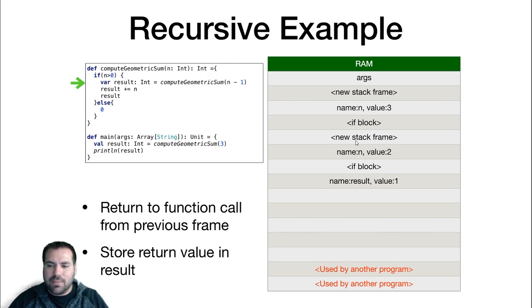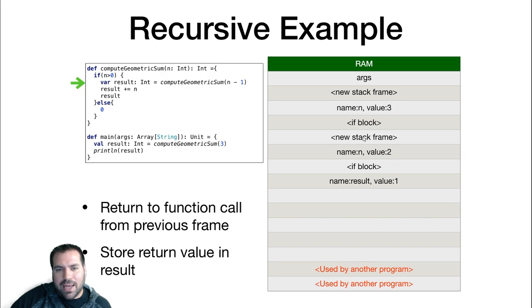Now this stack frame can continue its execution. It was sitting on the previous stack frame to resolve its call to computeGeometricSum. Once that resolved to a value, it's able to use that value and go on with its program. So result plus equals n. Result is 1. For n, we travel outside the block since it's not found within the block, but stay in the stack frame. It is 2.